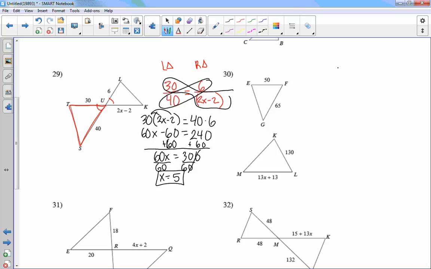Okay? So the evens are required, or not evens, sorry, the circled ones are required. The other ones you can earn yourself some extra credit. And you can have some time at the end.